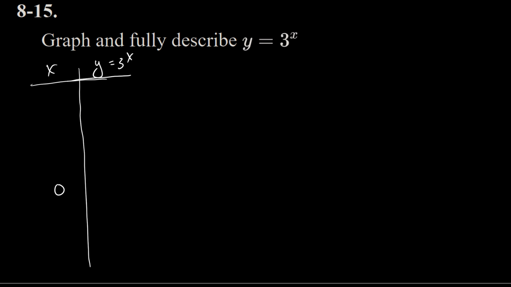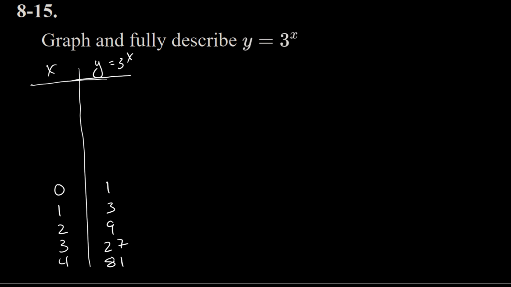So when x is 0, this is just going to give me the number 1. 3 to the 0 power is 1. If x is 1, I've got 3. If x is 2, I have 9. If x is 3, 3 times 3 times 3, I've got the number 27. When x is 4, this is going to be the number 81.